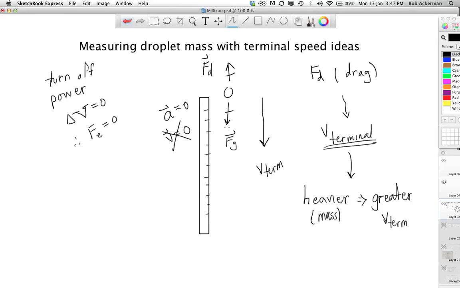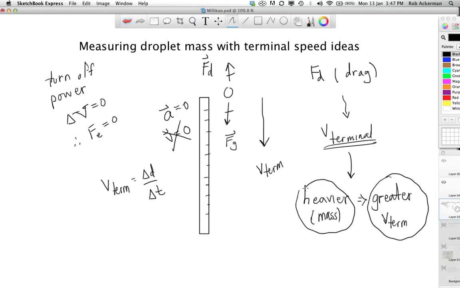Since the oil droplet is falling at a constant pace, we can simply say that the V terminal equals a certain distance divided by a certain time. It's actually an easy thing to measure. Once we know the terminal speed, we relate that back to the mass. Now, how do we relate terminal speed to mass?